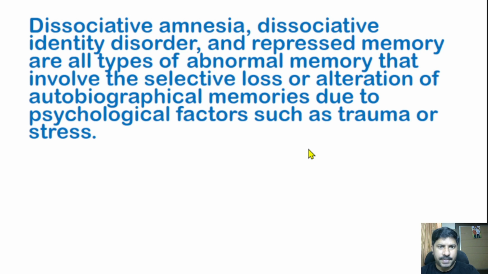So dissociative amnesia, dissociative identity disorder and repressed memory are all types of abnormal memory that involve selective loss or alteration of autobiographical memories. Autobiographical memory means that the person will lose his identity, his name, his age, his mother's name, his father's name, his siblings' names. He will forget. He may even forget his house location. So this kind of abnormal memory happens in dissociative amnesia, dissociative identity disorder, and repressed memory because of psychological factors such as trauma or stress.